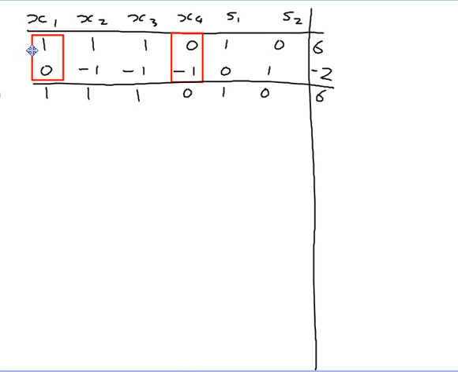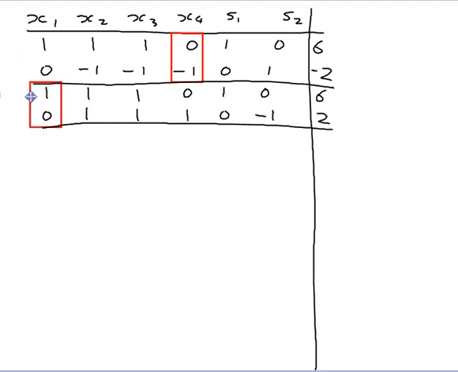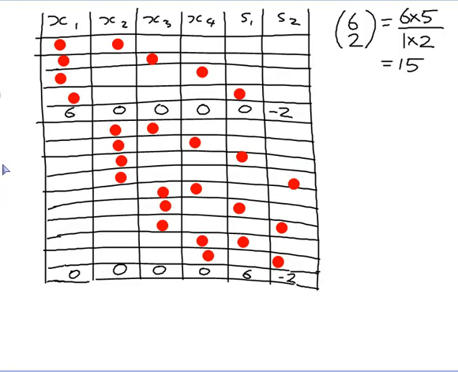And multiply row 2 by -1. So 0, 1, 1, 1, 0, -1, 2. And let's see what we've got now. Now we've got 1, 0 here, first column of the identity, and second column of the identity here. So x1 is 6 and x4 is 2. x1 is equal to 6 and x4 is equal to 2, and all the rest are 0.